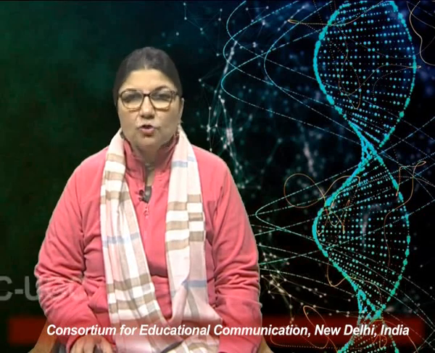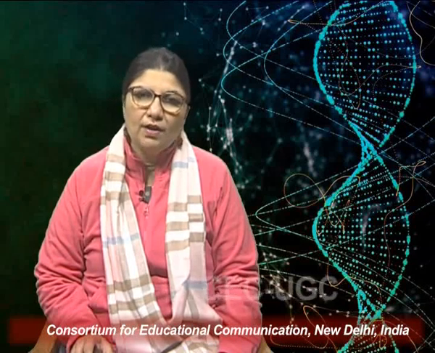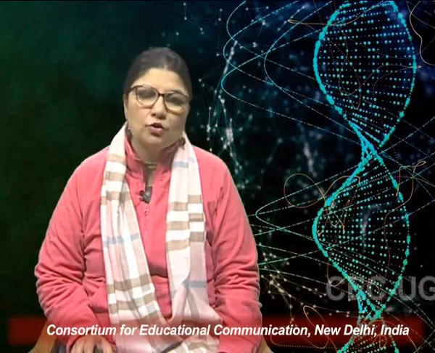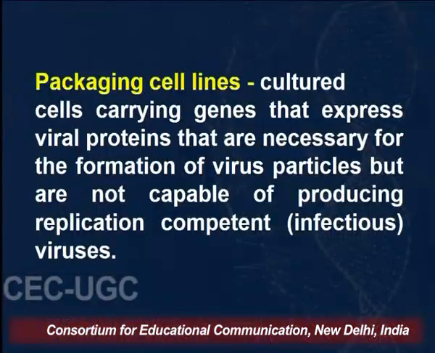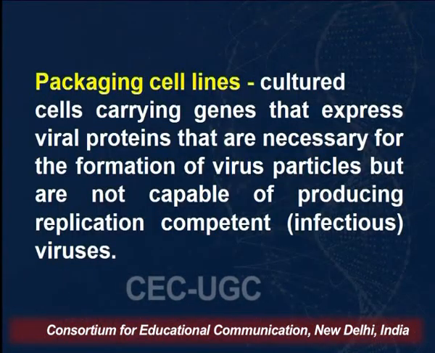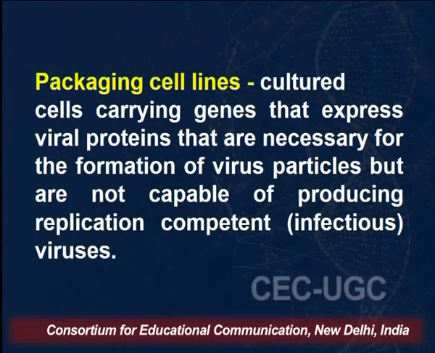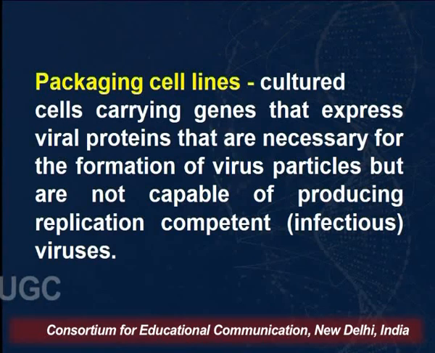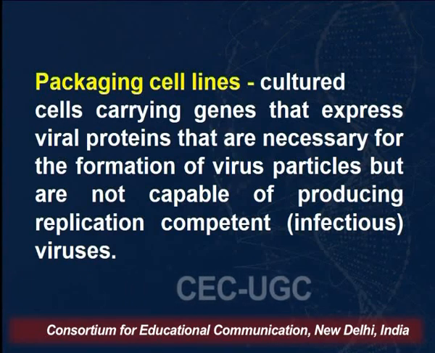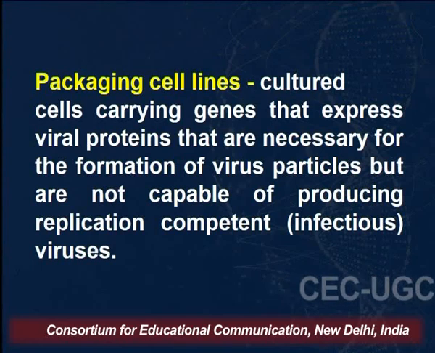For that purpose, we utilize what are called packaging cell lines. I am talking about the retroviral vectors and how they move, and then we will see how they are used to create transgenic mice. So, what are these packaging cell lines? These packaging cell lines are cultured cells carrying genes that express viral proteins that are necessary for the formation of virus particles, but are not capable of producing replication competent viruses.